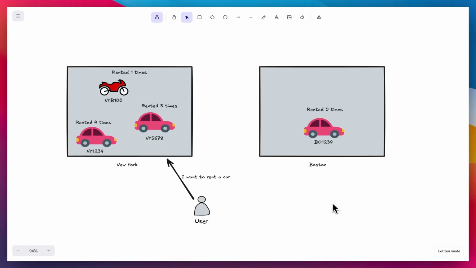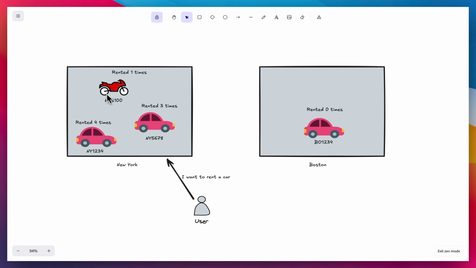So let's try to understand this car rental system in brief. Assume that this is one of the branches of a car rental company. This branch is in New York, and that company also has one branch in Boston. Similarly, it has many more branches in different cities. And let's assume you live in New York and you want to rent a car.